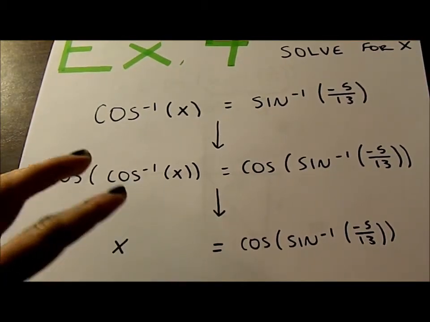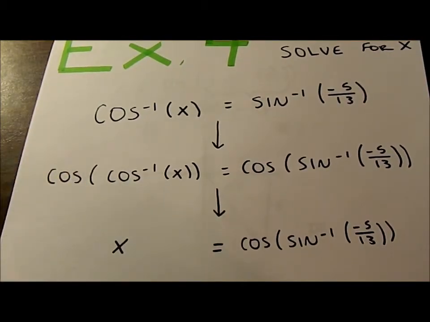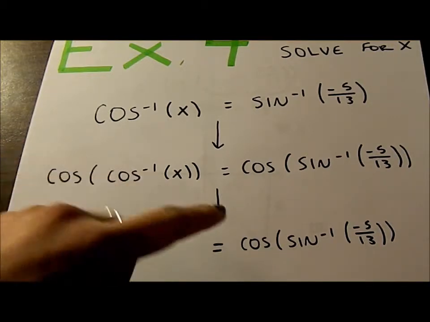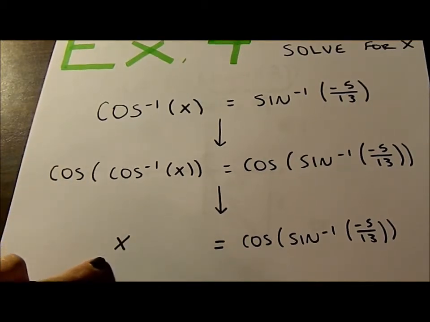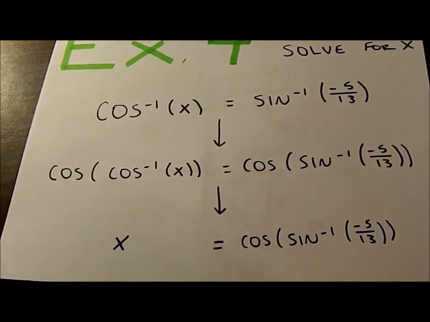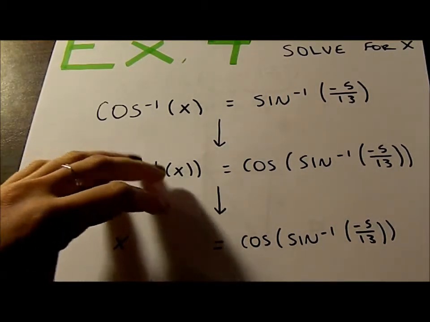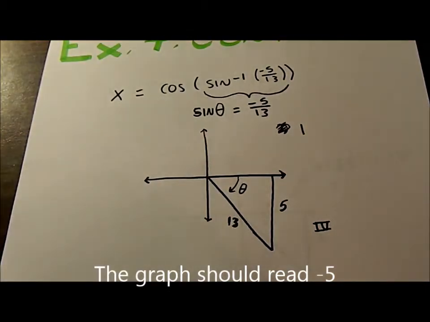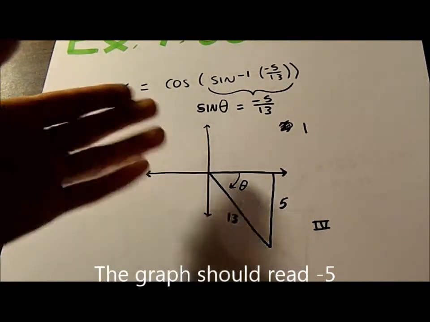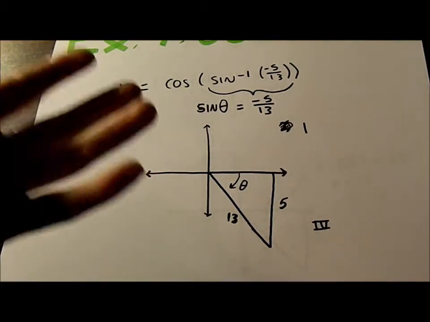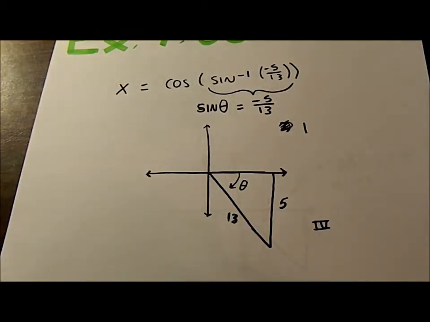And what we do on one side, we have to do on the other, a basic rule of math. So we're going to take the cosine of the inverse sine of negative 5 over 13. So we're going to have x equals the cosine of the inverse sine of negative 5 over 13.